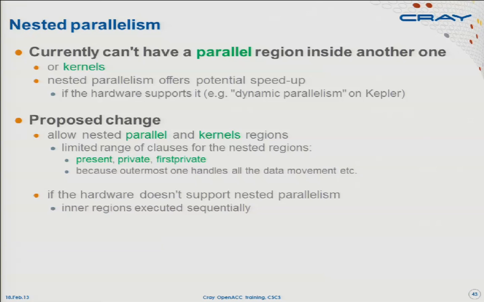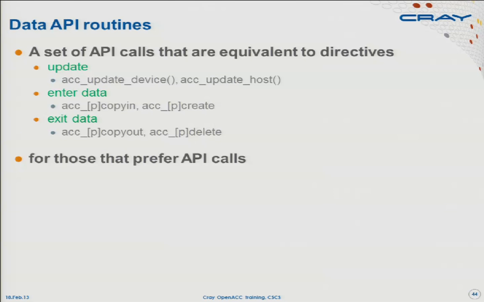Nested parallelism: why can't you have a parallel region inside a parallel region? The idea is that you would be able to nest them. Obviously, you wouldn't move data on the inner one, but for hardware that supports dynamic parallelism, you might implement it in that way. For hardware that doesn't support it, you would have to do the inner kernel serially, which would be pretty poor performance, but it would still execute. And some more API calls that basically replicate these new directives.